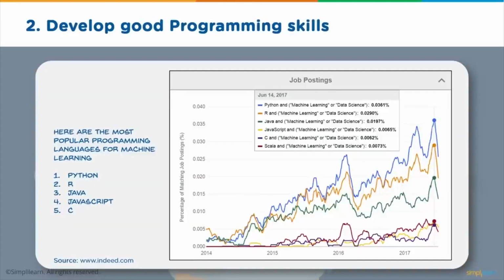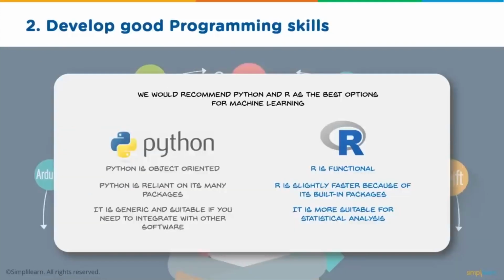Now here's a graph of the job postings from 2014 to 2017. And you can see that there are two languages that dominate since 2015, Python and R. Now these are among the most wanted languages when it comes to machine learning engineers. These are closely followed by JavaScript and C. Hence, we would like to recommend that you learn Python and R as they're the best options when it comes to coding machine learning algorithms.